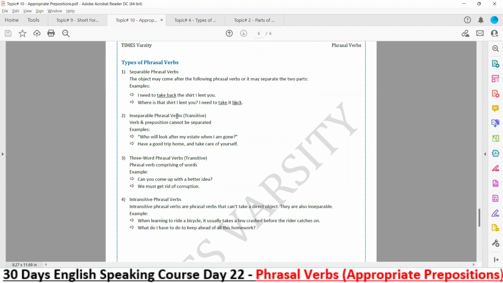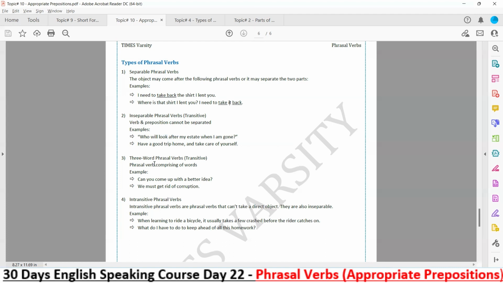Similarly, inseparable phrasal verbs, which are also called transitive. Verb and preposition cannot be separated. Who will look after my estate when I am gone? Have a good trip home and take care of yourself. You see here, take care, then look after. These are phrasal verbs. So we cannot separate them like this. Such phrasal verbs are called inseparable phrasal verbs.